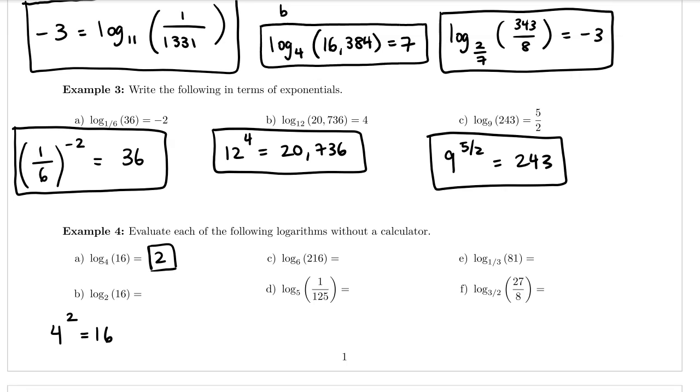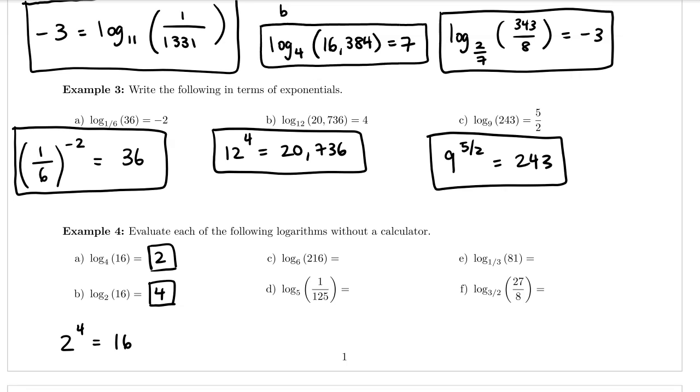Let's try the next one, part B. We have log base 2 of 16 is equal to some value. Then I would have 2 to some exponent is equal to 16. The value that makes that true is 4. So I'd have 2 to the 4th power is equal to 16.